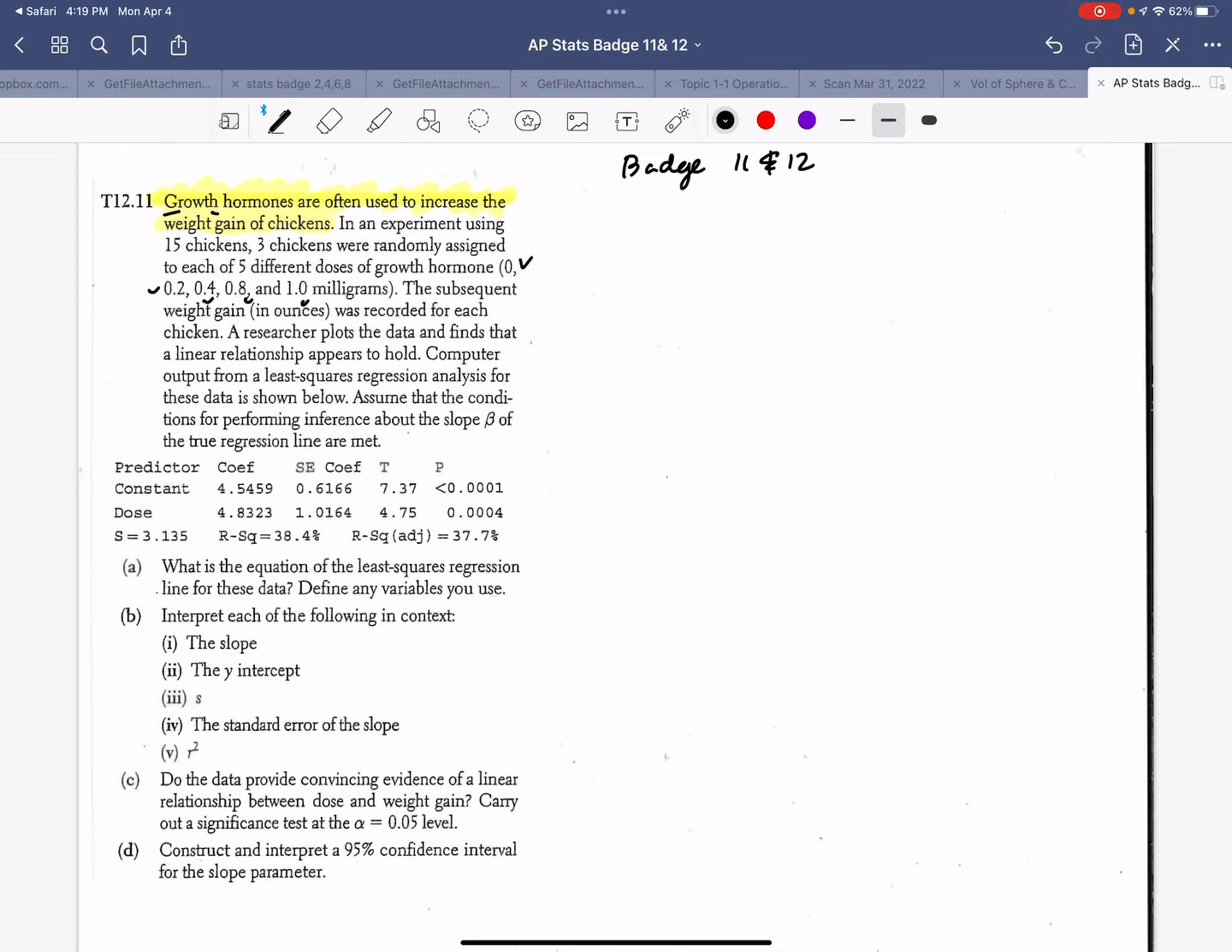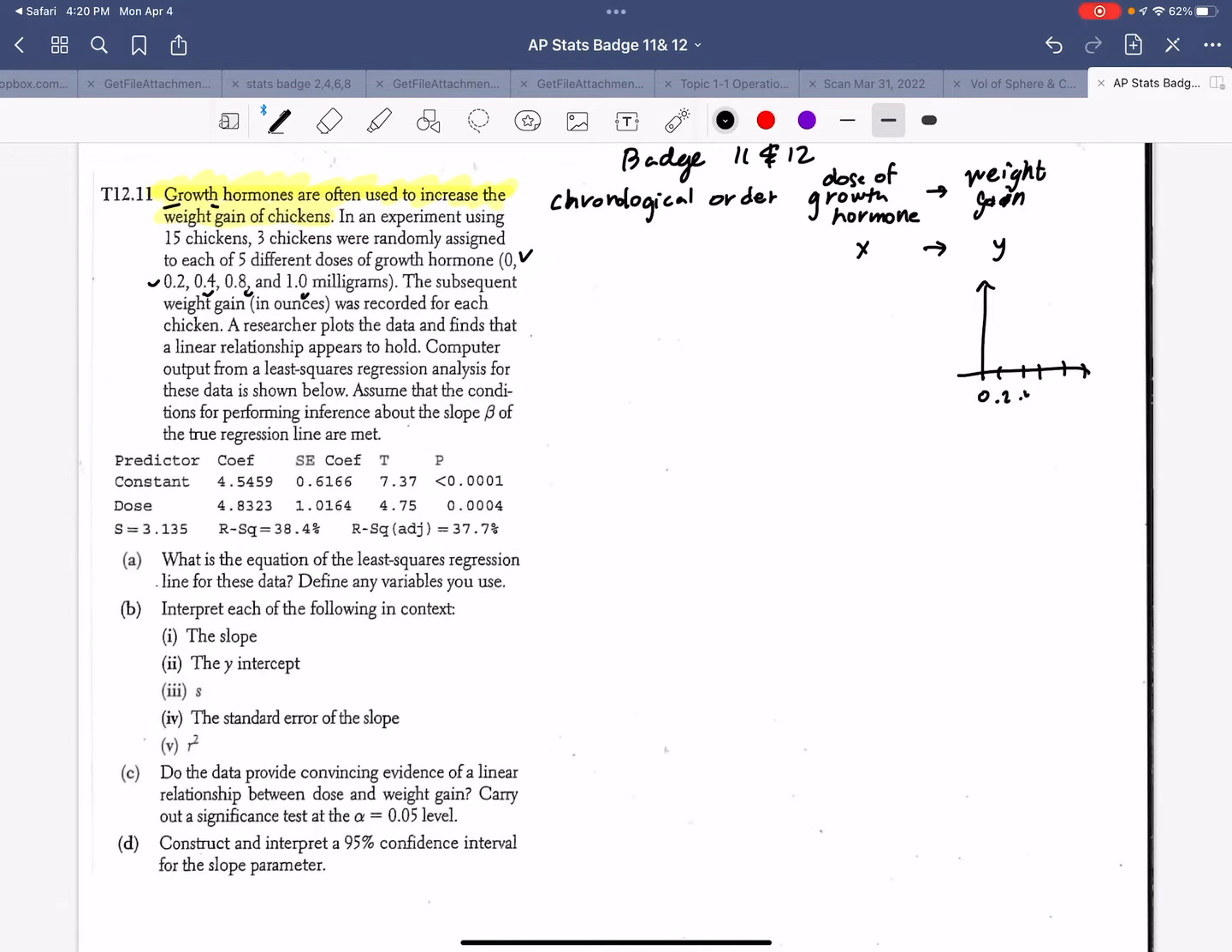So there is a chronological order here. We notice first the chicken is given a dose of growth hormone, and then we measure their weight gain. So it makes sense that this should be our X value and this should be our Y value. So if it was graphed, we would think that if we were given no growth hormone, 0.2, 0.4, 0.8, 0.1, does it go up over time, right? Would we get dots that would show a positive linear association? That's what we're being asked.